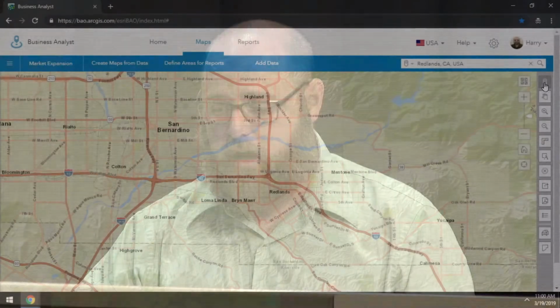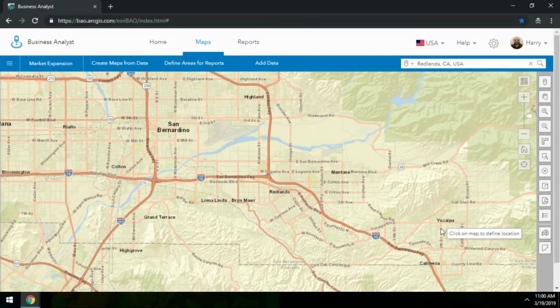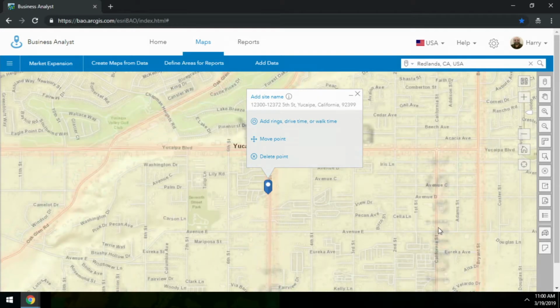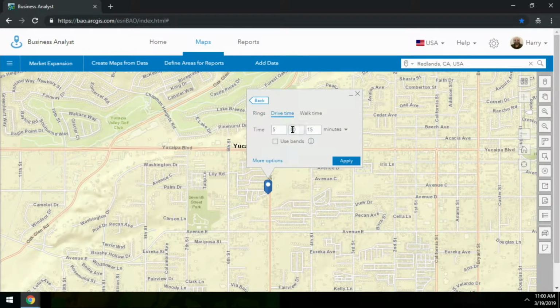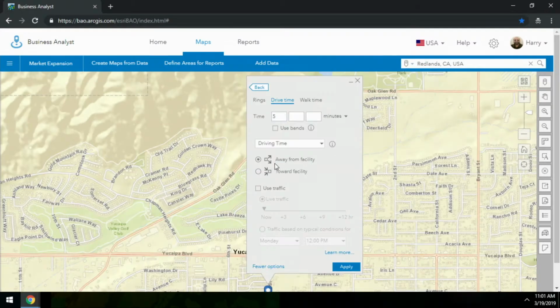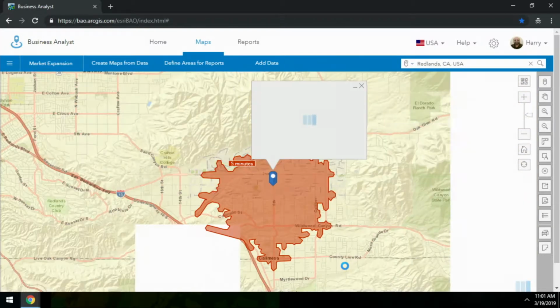One of the first pieces of market analysis is understanding where you would like to expand. In this case, I want to expand into the city of Yucaipa, so I'm going to place a point at the city in one of the major intersections and create a drive time. I'm only going to create a 5-minute drive time in this location, and I'm going to drive towards the facility, and I'm going to use historic traffic data that Esri provides for this time of day right now, and then apply that 5-minute drive time.